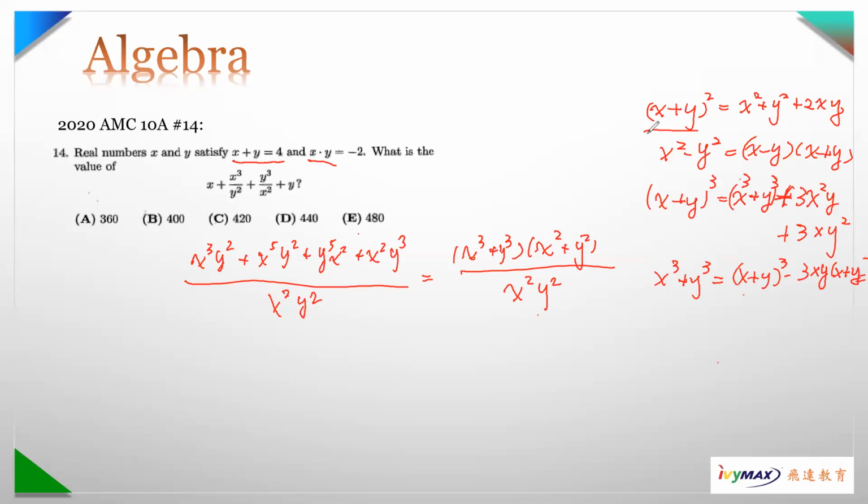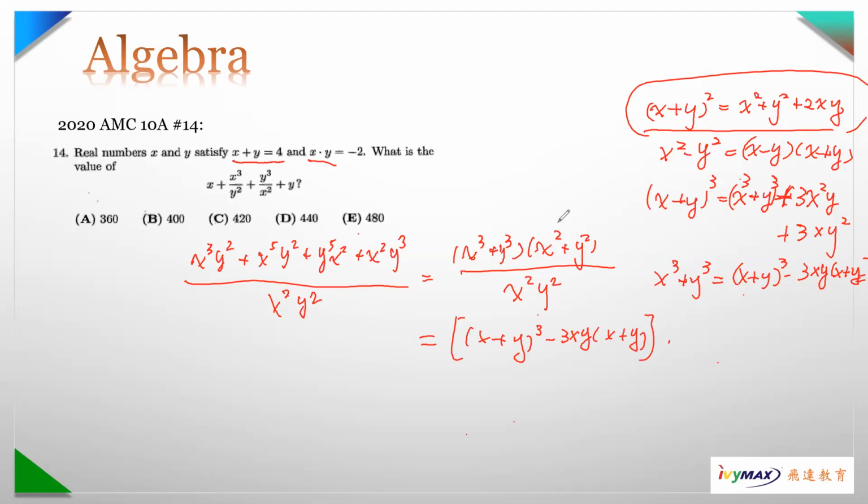Similarly, I can rewrite x squared plus y squared as (x plus y) squared minus double xy. Right? So this is how I'm going to do it later. So I can have (x plus y) cubed minus 3 times xy times (x plus y). And the second factor can be rewritten as (x plus y) squared minus double xy. Okay. And we keep the denominator unchanged.